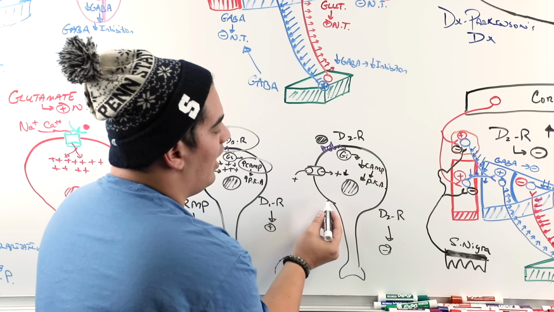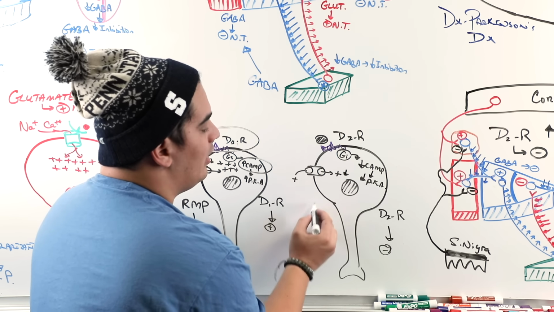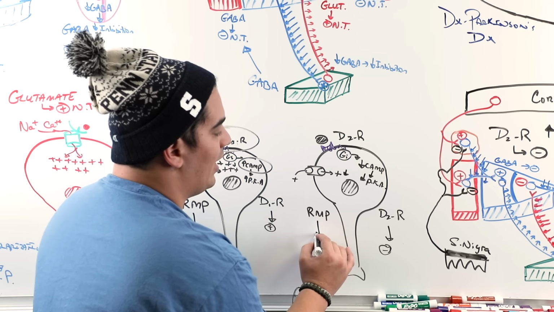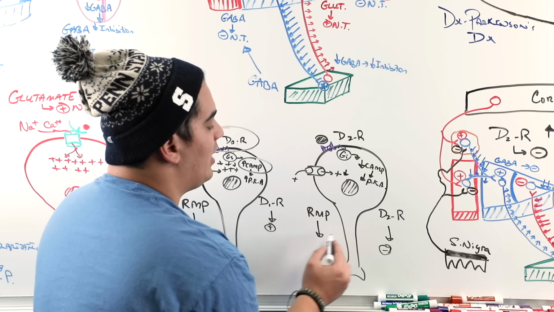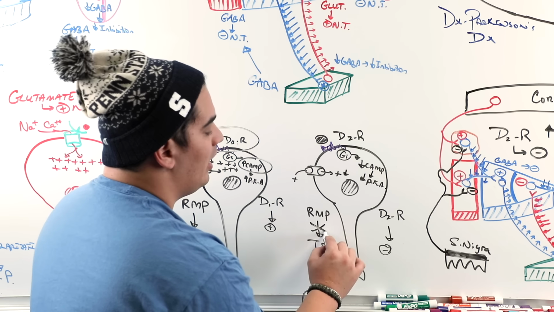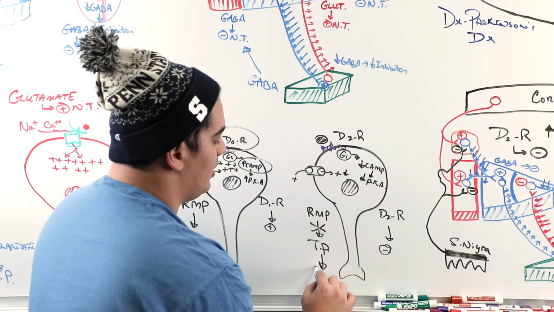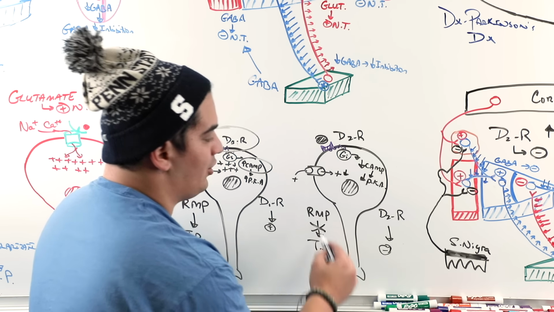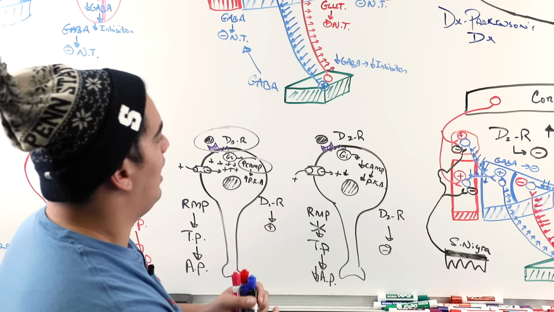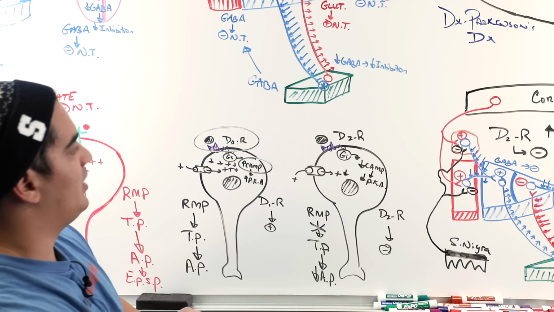If less positive ions are moving into the cell, that means that you're going to have a difficult time getting that resting membrane potential to threshold potential, right? And so because of that, this won't be able to reach threshold potential, and therefore it will actually lead to decreasing action potentials moving down this neuron, okay? So that's kind of the basic that I want you guys to understand with the dopamine receptors.